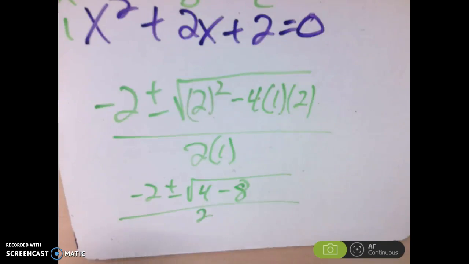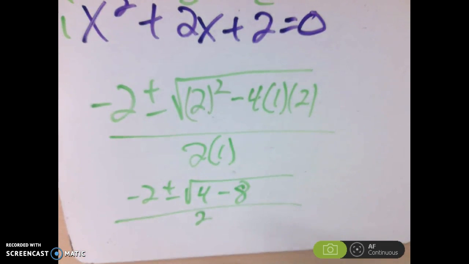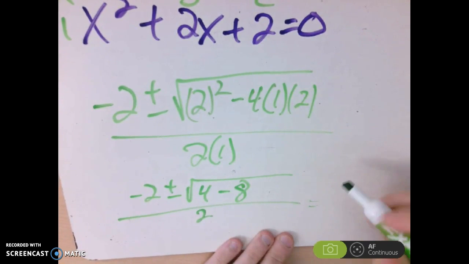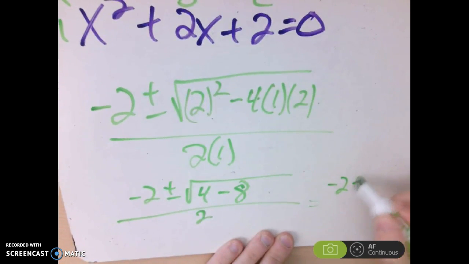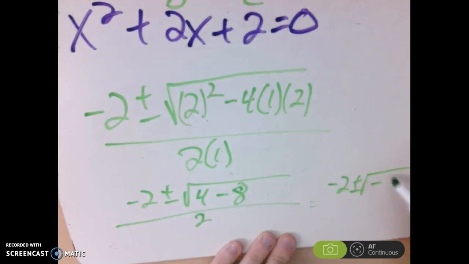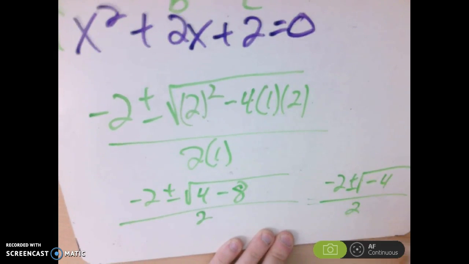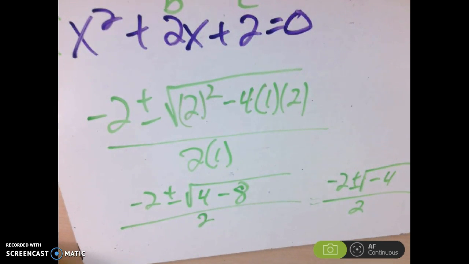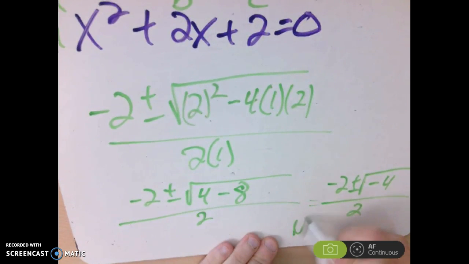Okay, I'm going to pause. So I get that I have negative 2 plus or minus the square root of 4 minus 8 over 2. But when I do this, 4 minus 8, so negative 2 plus or minus the square root of negative 4 all over 2. So what I notice is that this is going to be an imaginary answer. So I will have no real solutions.